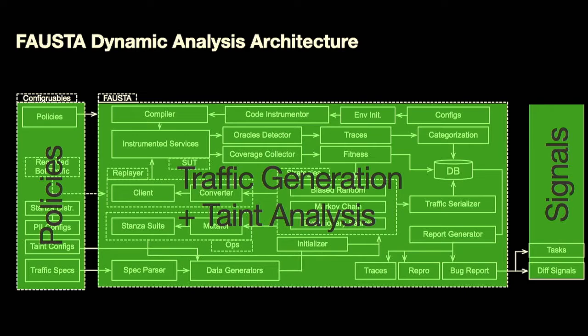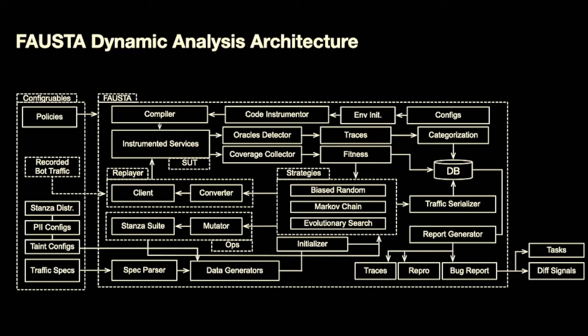Next, I will go through this overview of the FOSTA architecture, which has three major components: the policies, which are mostly configuration, the traffic generator, and the signaling pipeline. The input is composed of three types of configuration. First, traffic specification. Second, domain knowledge per use case, for example, the PI configs and standard distribution. And third, we have codified policies which are used to instruct Foster which types of error to detect.